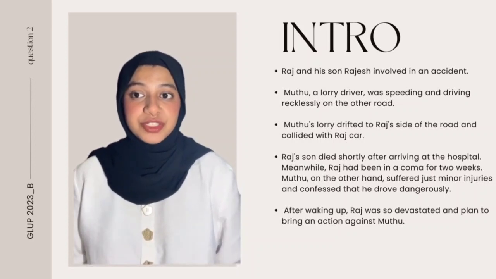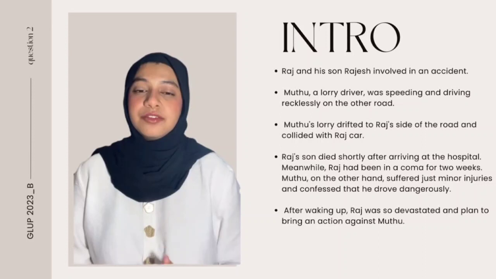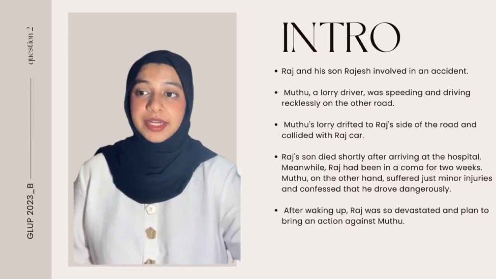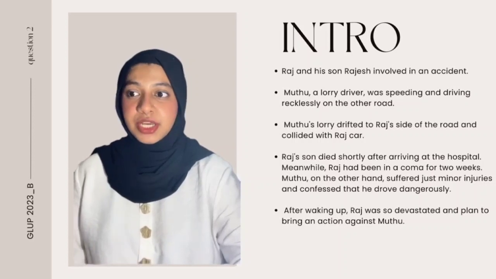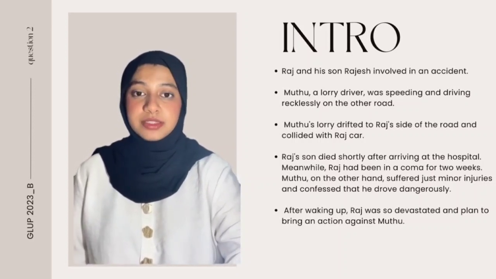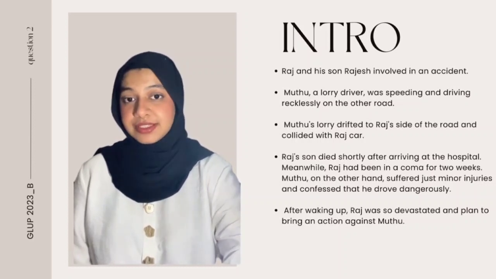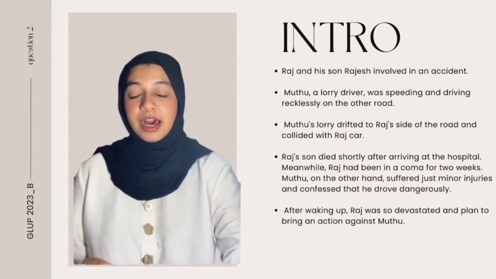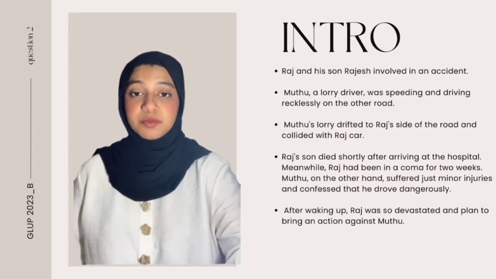Both Raj and Rajesh were taken to the hospital with severe injuries and major burns. Unfortunately, Raj died shortly after arriving at the hospital. Meanwhile, Rajesh has been in a coma for 2 weeks. Muthu, on the other hand, suffered only minor injuries and he confessed that he was driving recklessly. After waking up, Raj was so devastated that he planned to bring an action against Muthu.